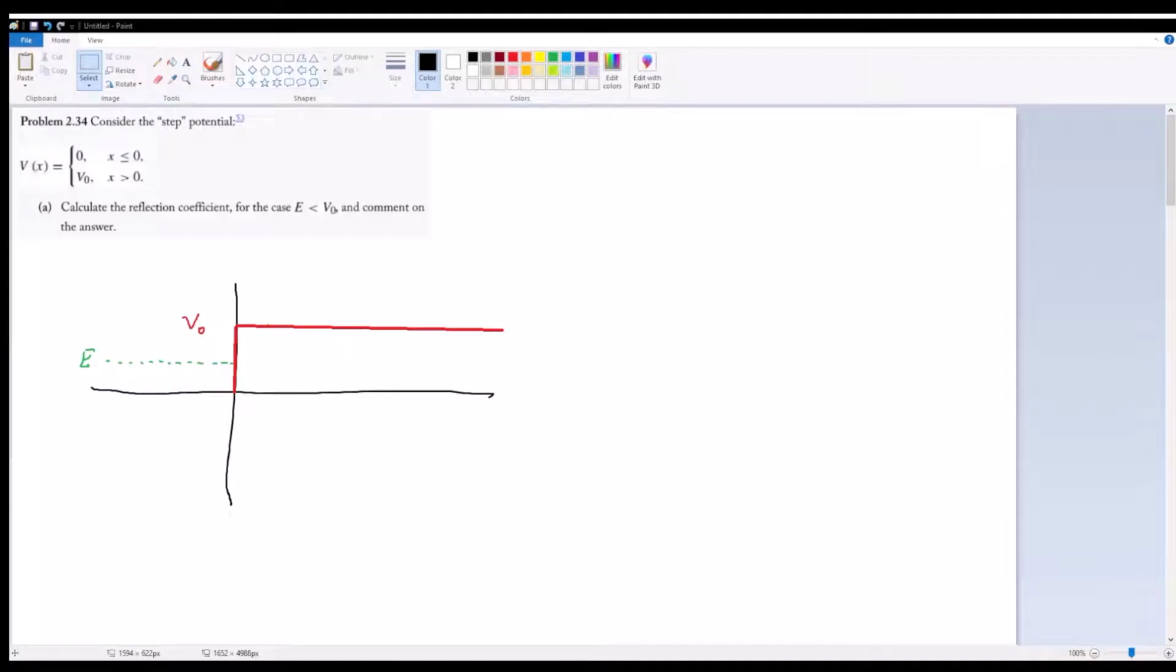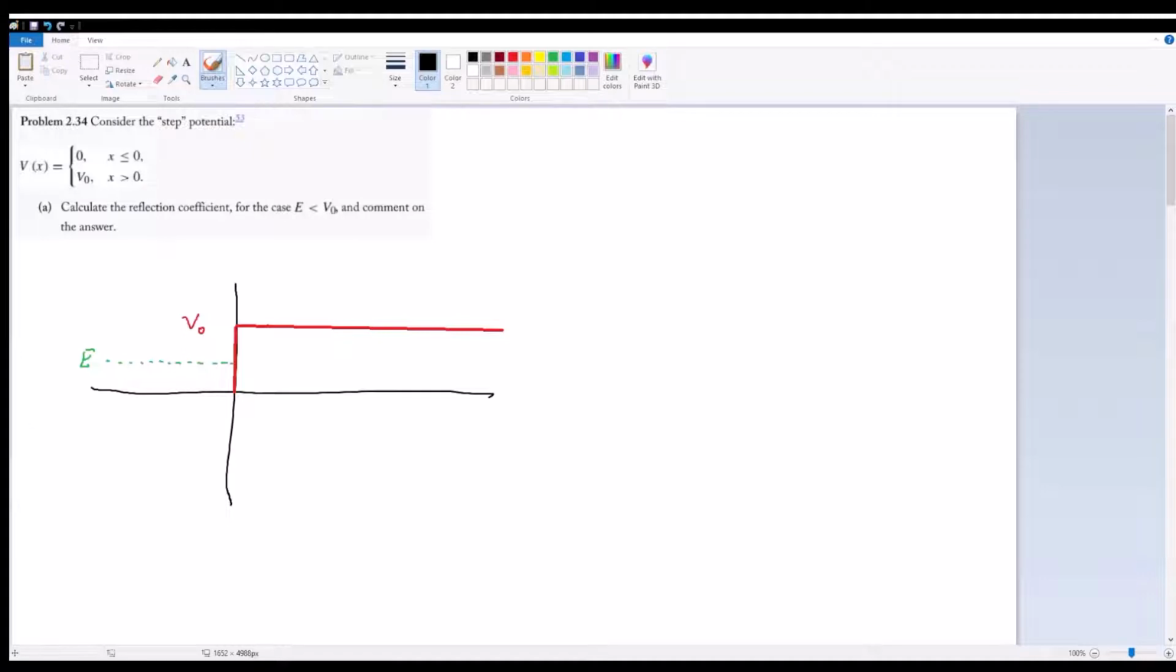Okay, so 2.34 gives us a step potential where V is equal to 0 everywhere to the left, and it's equal to some positive constant everywhere to the right. And in part A, we're asked to calculate the reflection coefficient in the case where the energy is less than V naught for a free particle, and comment on this answer.